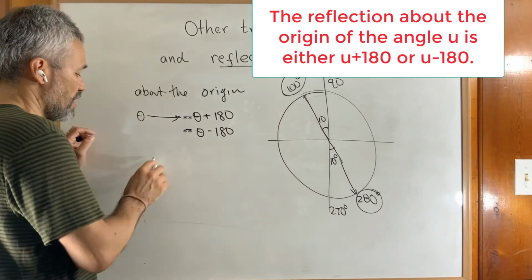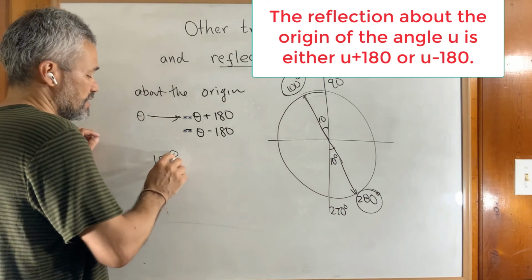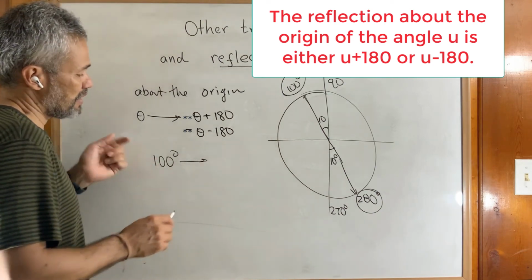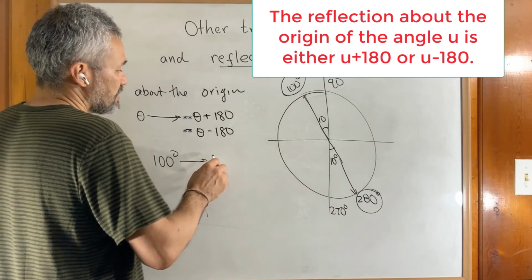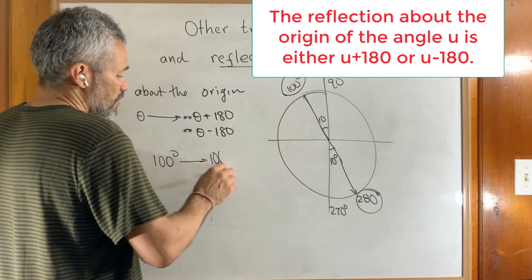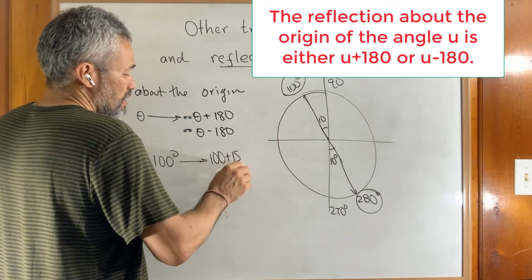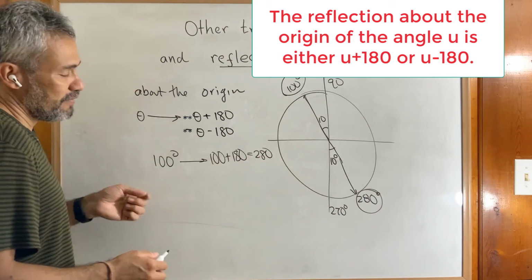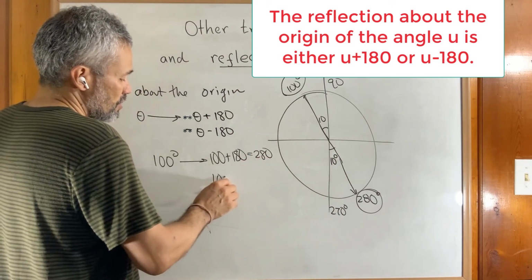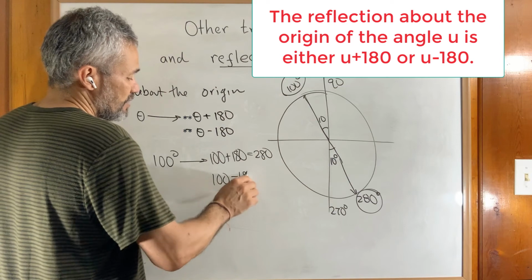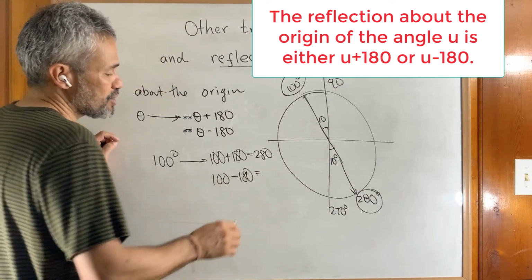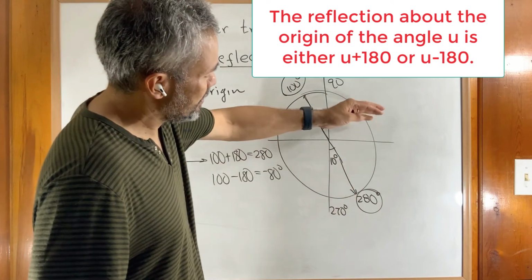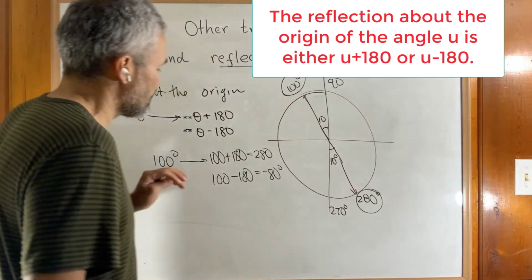For example, if we have 100 degrees and you want to do the reflection about the origin, then I can just add 180. 100 plus 180 is 280. If it is more convenient to you, 100 minus 180 will also do the job, and this is negative 80 degrees, which is coterminal with this one. Negative 80 degrees gives you that.